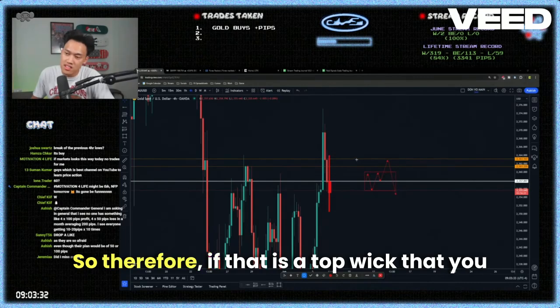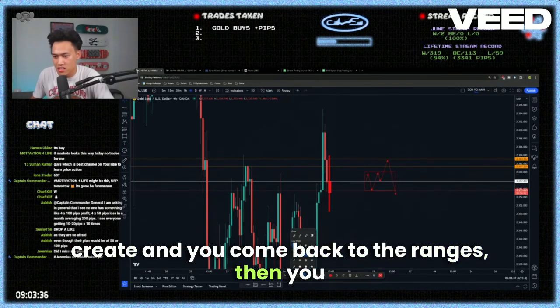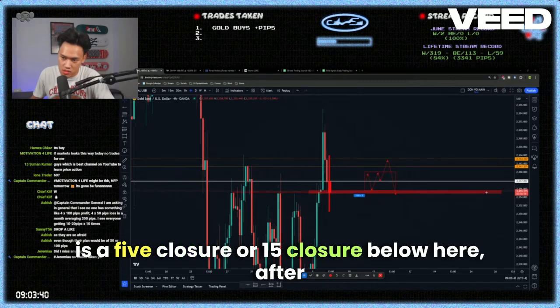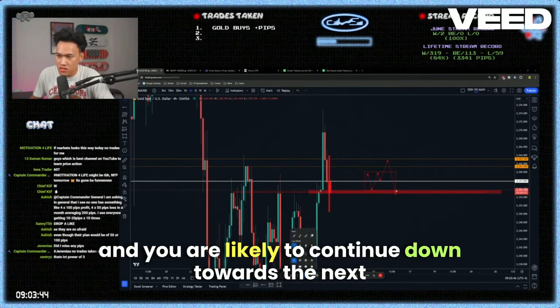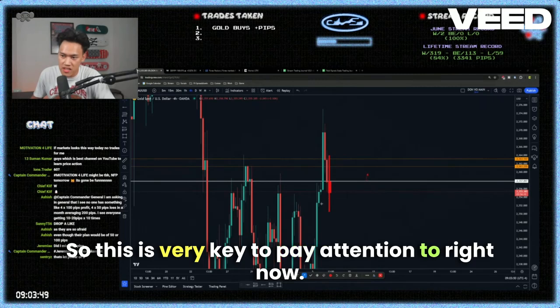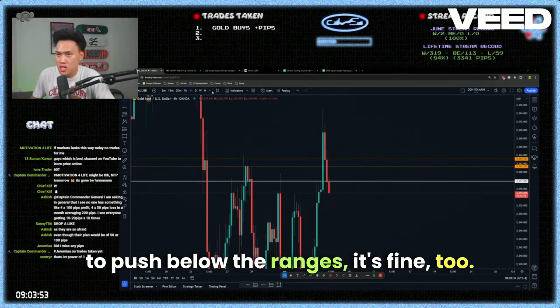So if that is a top wick that you create and you come back to the ranges, then you can probably look for positions below these levels here, which is a 5 or 15 closure below here after a top wick. Plus on top you have a fake out, and you are likely to continue down towards the next 4 lows here, which is here, right? So this is very key to pay attention to right now.